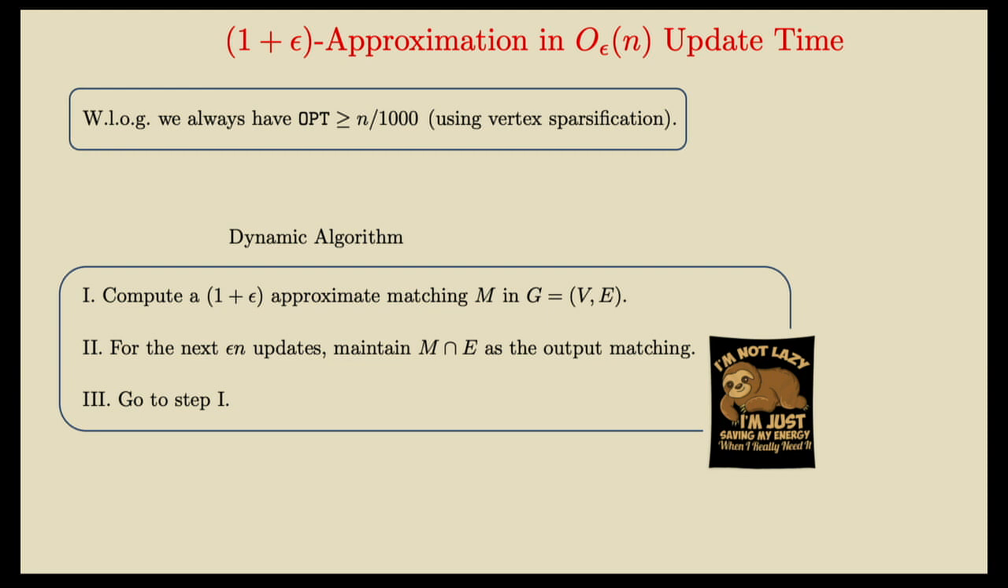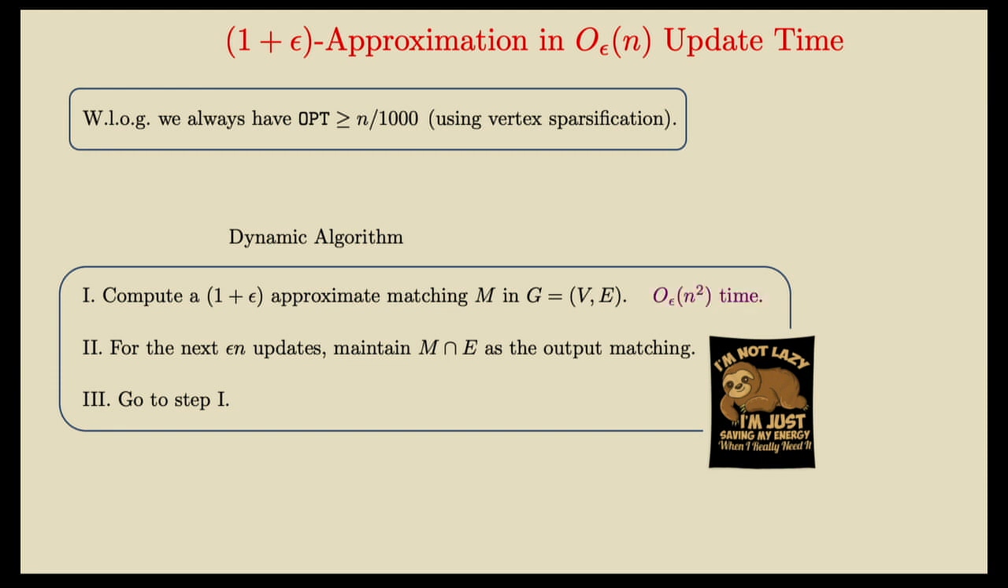Now, why does this give 1 plus epsilon approximation? The reason is simple. In step 1, you had a 1 plus epsilon approximate matching. In step 2, during epsilon n updates, your opt decreased by at most 1 minus epsilon factor, because each update can reduce opt by an additive 1. So, at the end of step 2, you still have a good 1 plus epsilon approximation, and that is why it always remains 1 plus epsilon approximation.